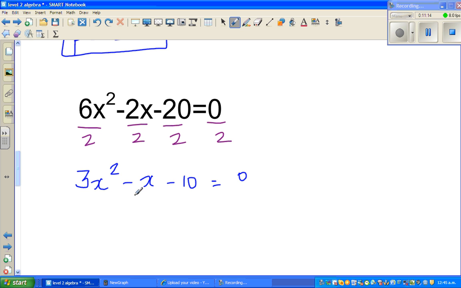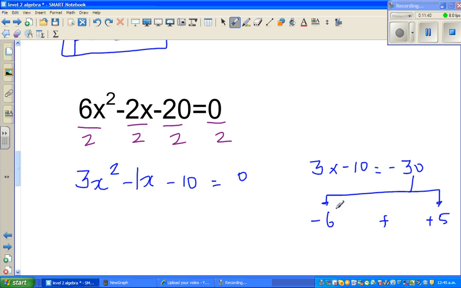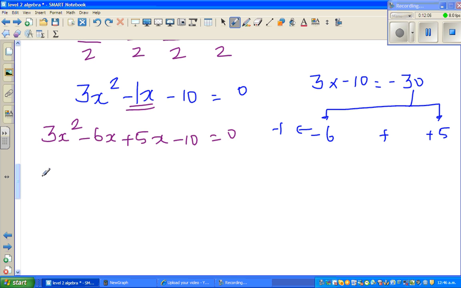You can do this by trial and error, but I like to do it by splitting the middle term. First, 3 times negative 10, ignoring the x squared, is negative 30. The two factors of negative 30 which add to give you negative 1 are negative 6 and positive 5. If you multiply them, you get negative 30, and if you add them, you get negative 1. So the next step is 3x squared minus 6x plus 5x minus 10. Basically this step is only splitting the minus 1x as minus 6x plus 5x. You can do this on a calculator, but you should not be dependent.